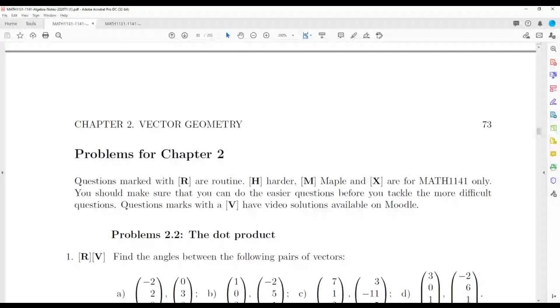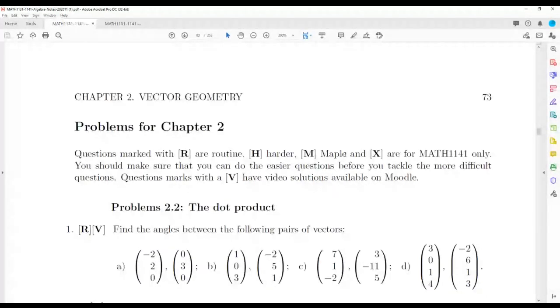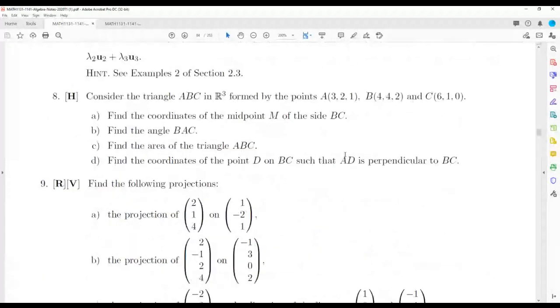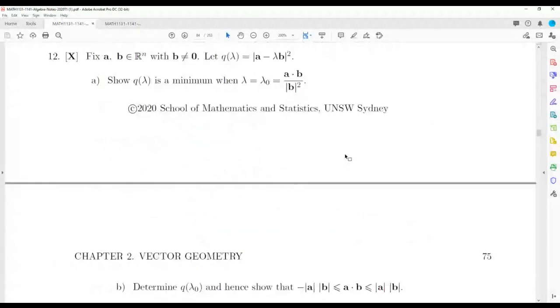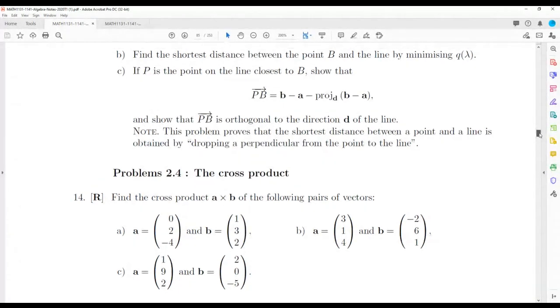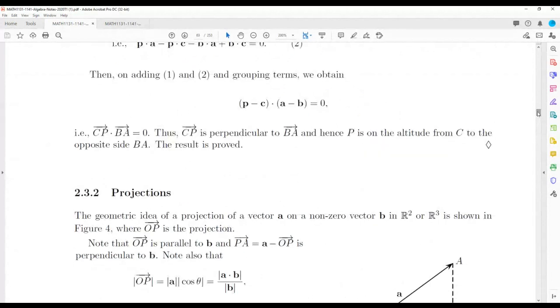So let me share my screen. There's the dot product, there's the projection of vectors, there's the cross product, and then a bit later there's the scalar triple product. So all these different operations. So let's have a look at some basic questions and we can move through them.